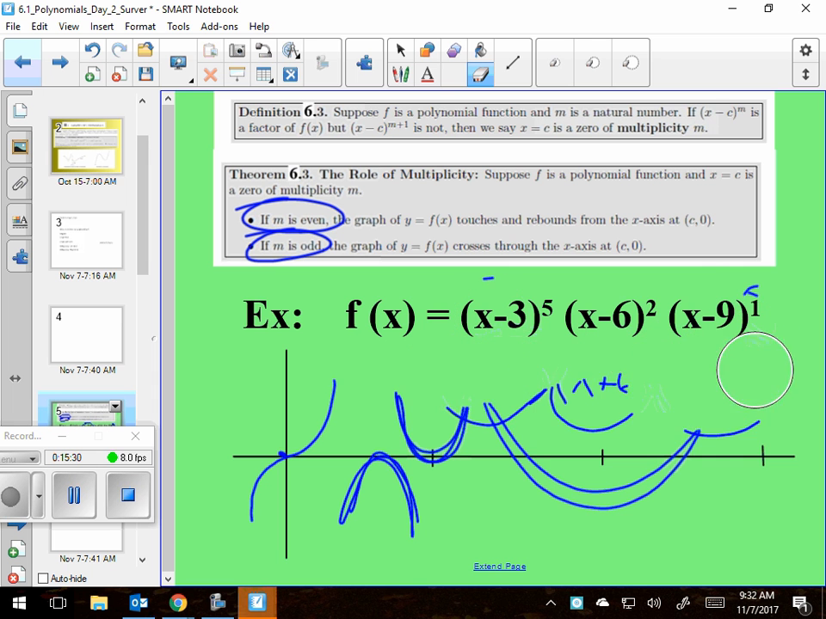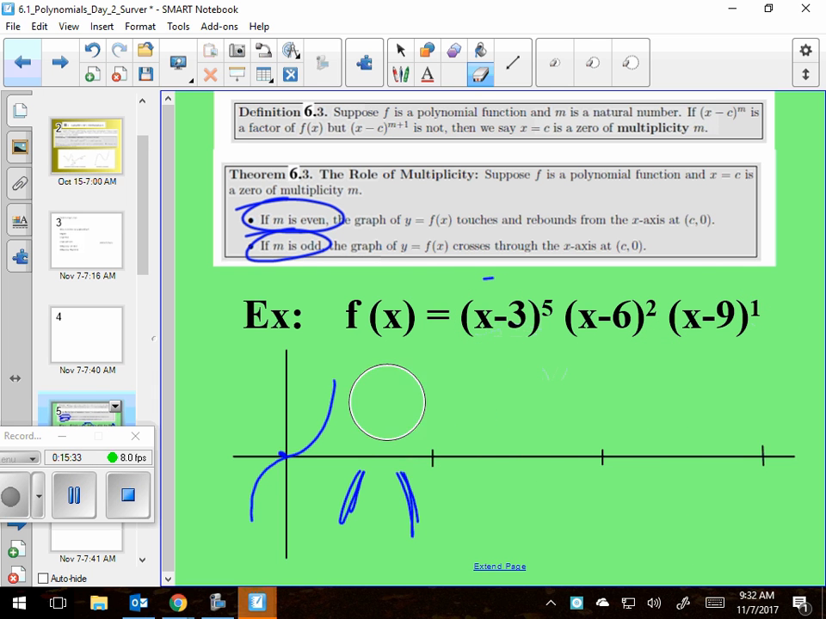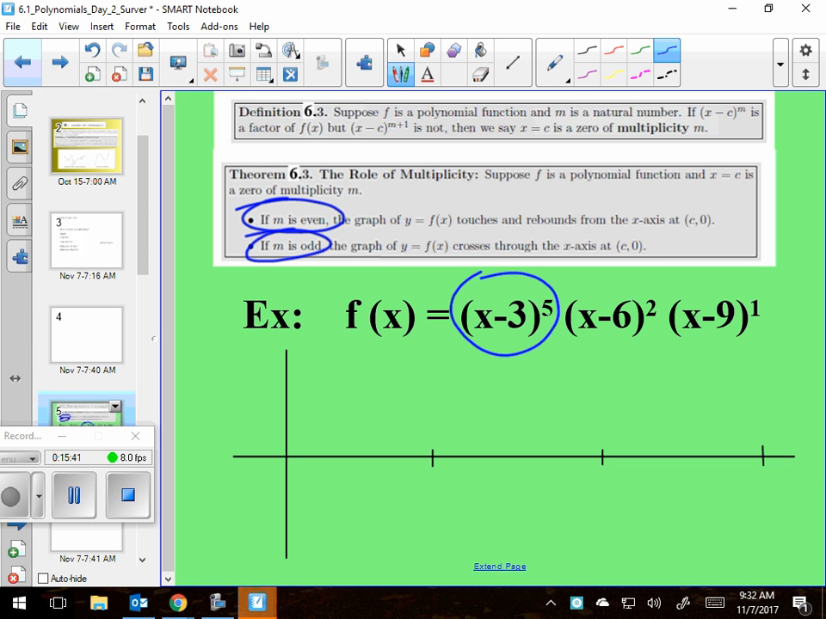Okay, so now, if you had to do this one, don't let the fact that it's to the 5th freak you out. Just act like it's cutting through right there. So at 3, now, how am I supposed to do this? Let's say I make that 5.